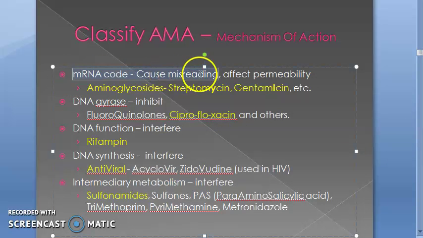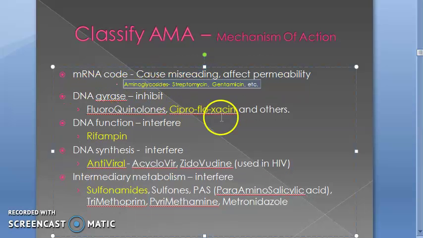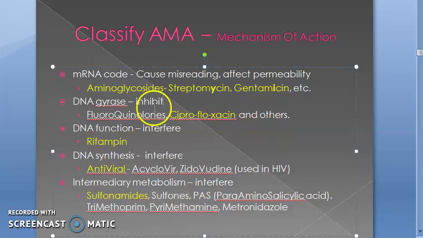mRNA code misreading, permeability, who will affect? These ones: streptomycin, gentamicin. These are aminoglycosides. Streptomycin is MY. Gentamicin has MI. These indicate the origin from which organism they have come. So you should be very careful about the spellings, okay? Then DNA gyrase inhibitors, fluoroquinolones, example ciprofloxacin.